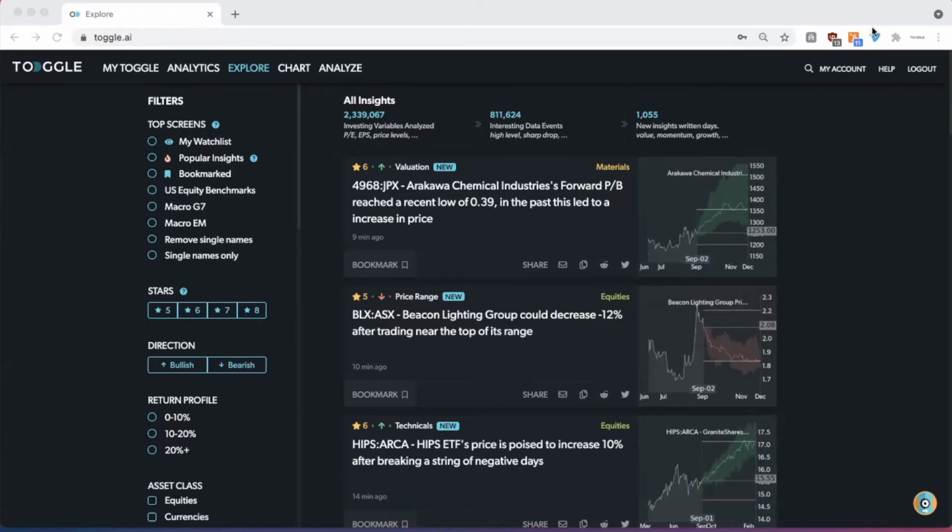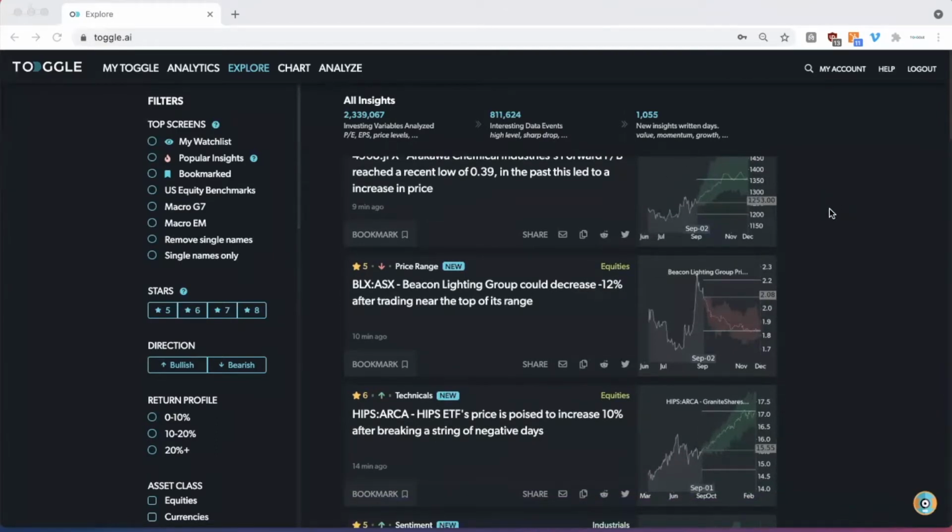So what are the three reasons why people use Toggle? Well, the first reason they use Toggle is idea generation. And that's really where our Explore page comes into play. With the Explore page, Toggle puts together all the insights it's generated from analyzing through the millions of data points it goes through every single day. Things like price to earnings, earnings per share, momentum, analyst revisions, and it takes all that data together and it brings together insights. So every day when you come onto Toggle, you could see different insights that are constantly being generated.